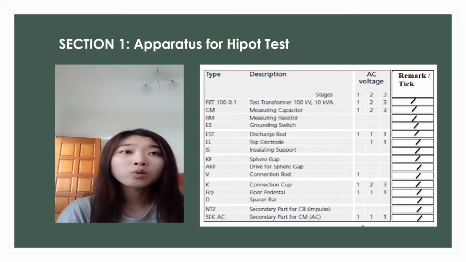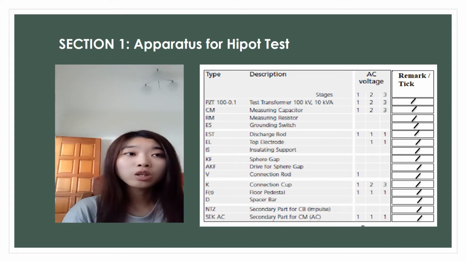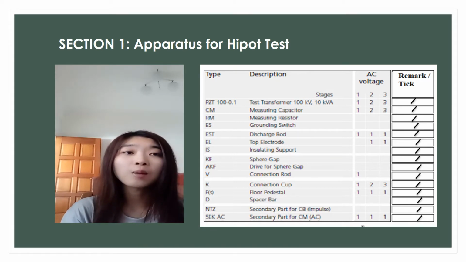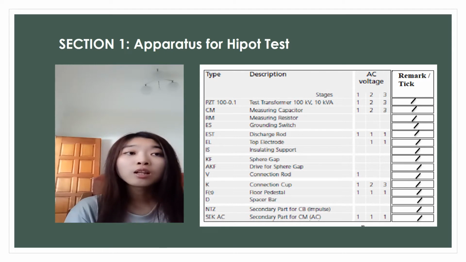PDZ 100.0.1 is a single-phase AC voltage test transformer. It can be used for AC voltage generation and as high voltage supply for DC and impulse voltage configuration. The output power can be extended by cascading the transformer.